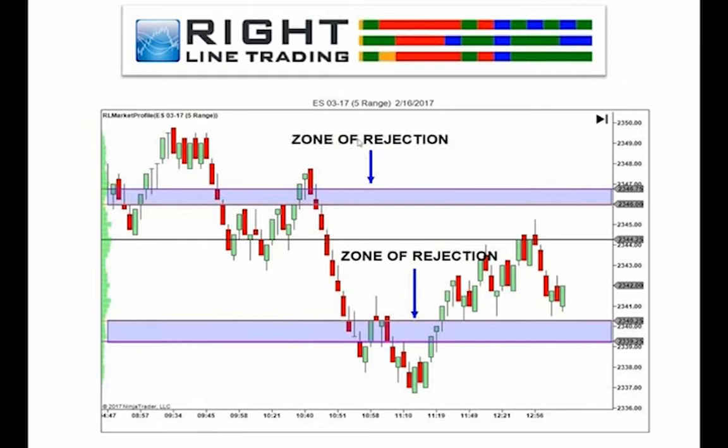And you'll notice that if you put up the E-mini in this particular case on a 5 range, an 8 range, a 4-hour, an 8-hour, these zones of rejection and point of control, value area high and value area low, are all going to be the same because the volume profile is also going to be the same.